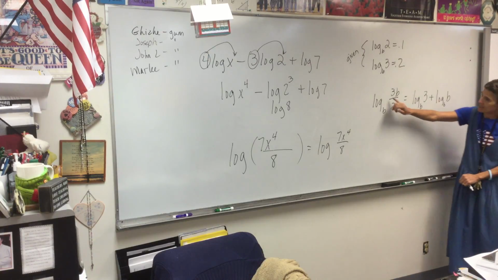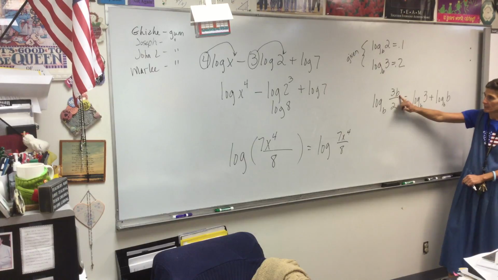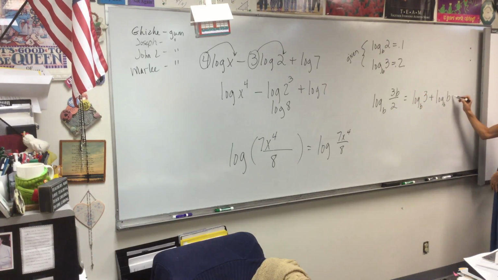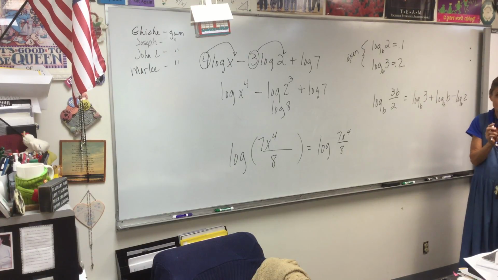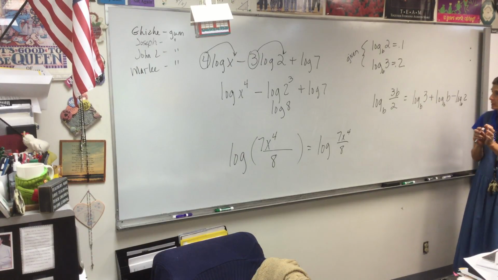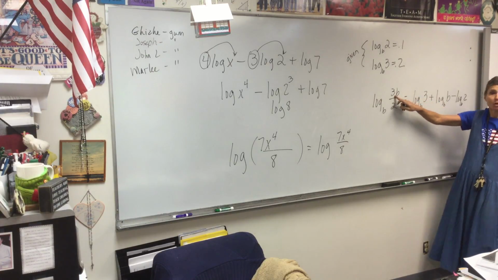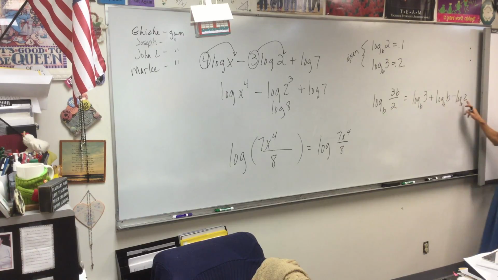So I've taken care of my top. It's the log of this plus the log of this. Now, that's a division. So I'm going to subtract the log base b of 2. So I have taken the problem apart. The log of 3 plus the log of b minus the log of 2.